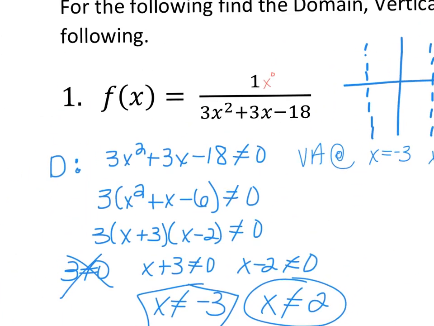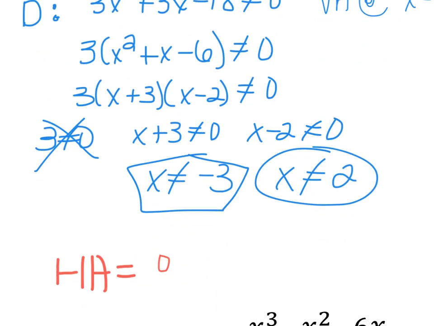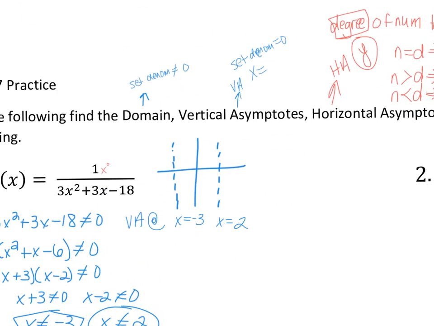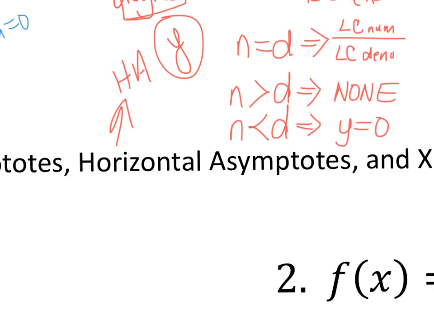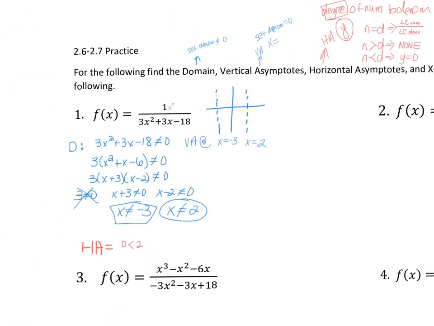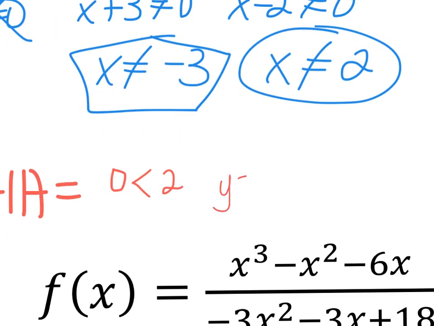0. What's the degree of the denominator? 2. What is the relationship between 0 and 2? 0 is less than 2. So if I go up here, what happens when the numerator degree is less than the denominator degree? Perfect. So you have a horizontal asymptote at y equals 0.